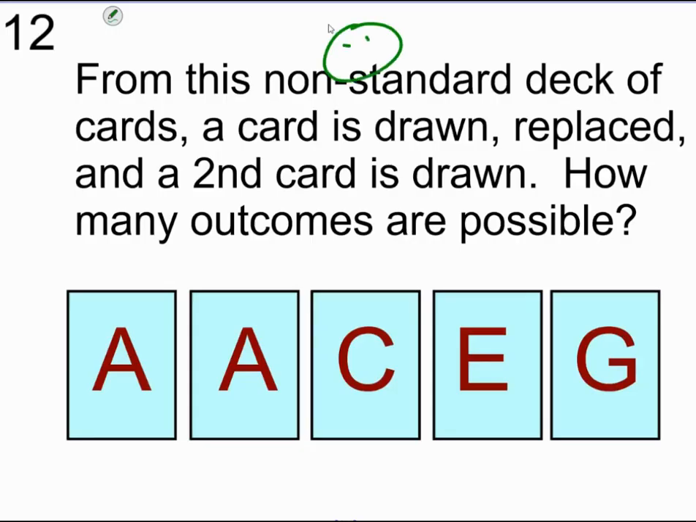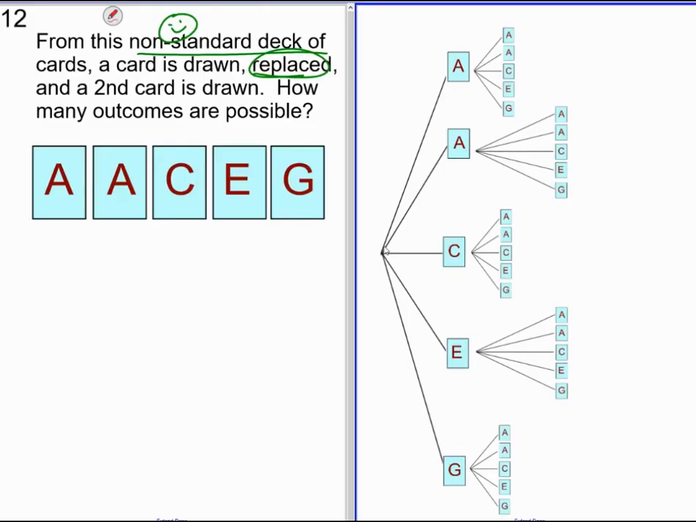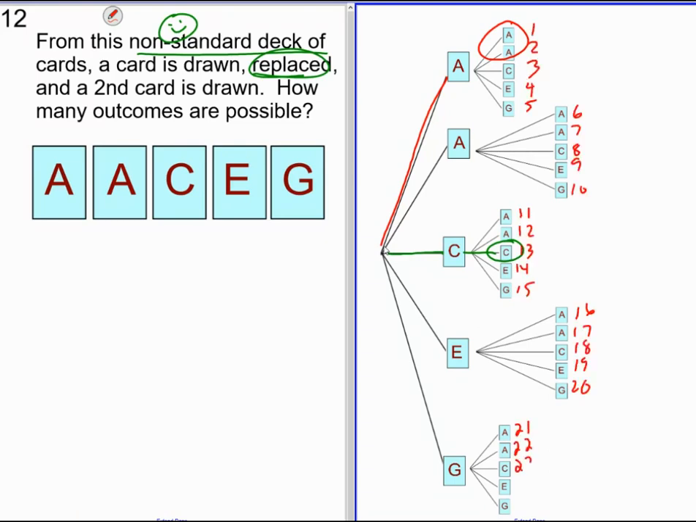Last problem of the day, which always makes us happy. Same standard deck of cards essentially, but we're replacing the first card. What difference does that make? Here's the difference. When you draw the A, you can draw the A again. Hard to see because there are 2 A's. Let's draw a C, and then you can redraw the C. And let's count again how many total end branches we have. 1, 2, 3, 22, 23, 24, and 25. Wow, 25. The last one was 20.